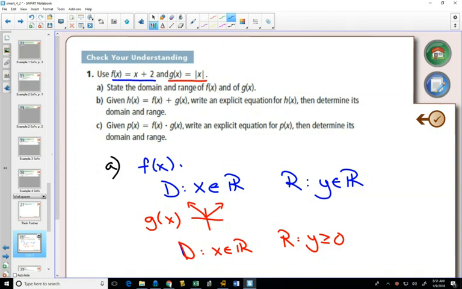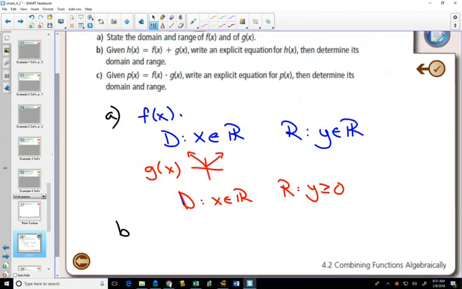Now in part B, we're going to add those functions together. We want to find an explicit equation for h of x. So here are some words that we have to make sure that we know what they mean. An explicit equation means we want to write an equation with only x's. Right now, h of x is in an equation. This is not an explicit equation because it's written in terms of the functions. So an explicit equation is written in terms of x only.